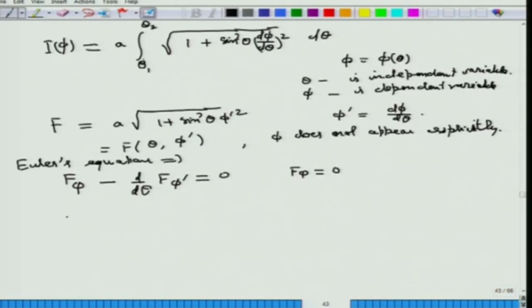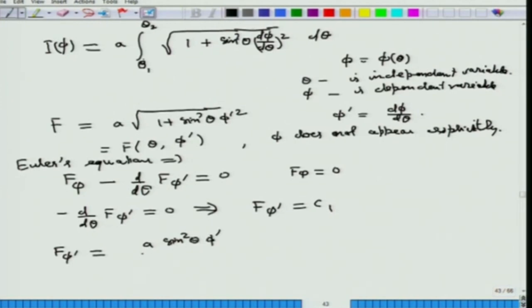So, we get minus d by d theta of f phi prime equal to 0. This implies that f phi prime equal to c 1. So, the first integral is readily available here, and that is f phi prime equal to c 1. Now, f phi prime in this case is a sin square theta phi prime over square root 1 plus sin square theta phi prime square, and this is equal to c 1.